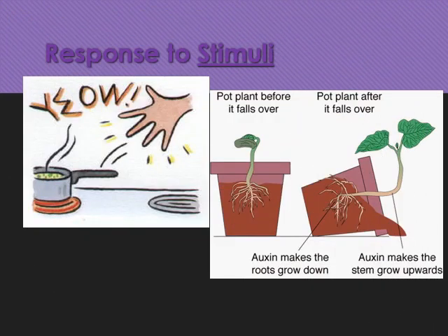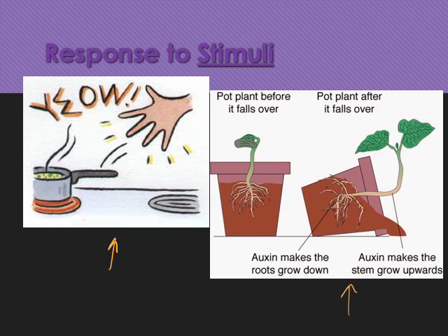Next is the response to stimuli. So stimuli can mean a lot of different things. It's anything you react to. So in this picture, we see that the stimulus would be a hot pan, and someone who touches it without having an oven mitt or something could burn themselves, and they pull their hand back. That's their response.